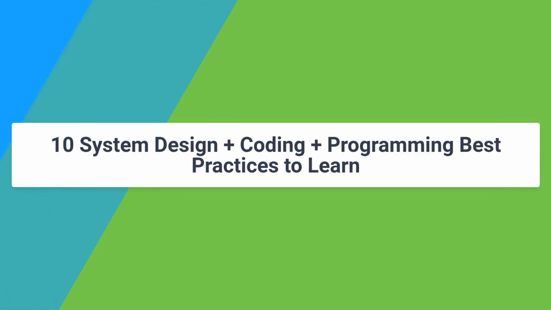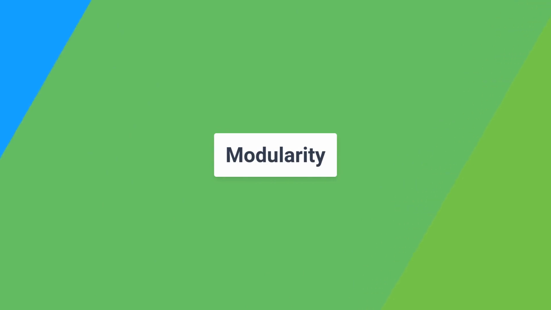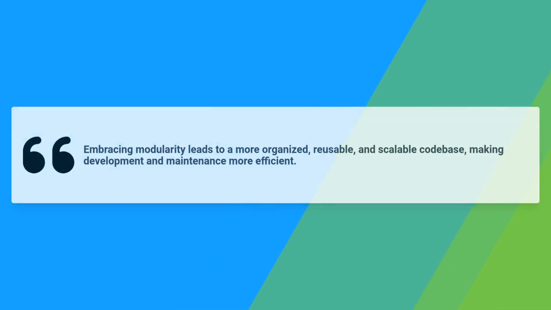In this video, we'll explore 10 essential software design best practices that can be grasped in just 10 minutes. Modularity is about breaking down a complex system into smaller, manageable, and independent modules. When modularity is not followed, code becomes convoluted, challenging to maintain, and lacks the flexibility to adapt to changes. Embracing modularity leads to a more organized, reusable, and scalable code base, making development and maintenance more efficient.